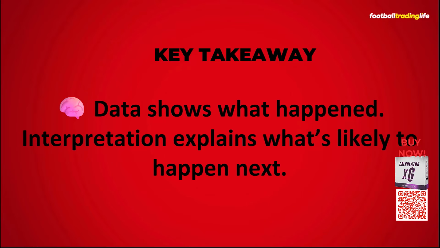this quick takeaway here. Now, the XG data does show you what has happened. However, it's the interpretation of the data which explains what is likely to happen next. So as we've seen, lots of chances being created. If a team is going to keep on creating those chances, and there's enough time left in the match for that team to continue to create those chances, well, inevitably a goal is going to follow. It's not guaranteed. It's why the word expected is in expected goals. But that is a key thing to keep in mind. It's interpretation which explains what is likely to happen next. And as football traders, we can just follow that.